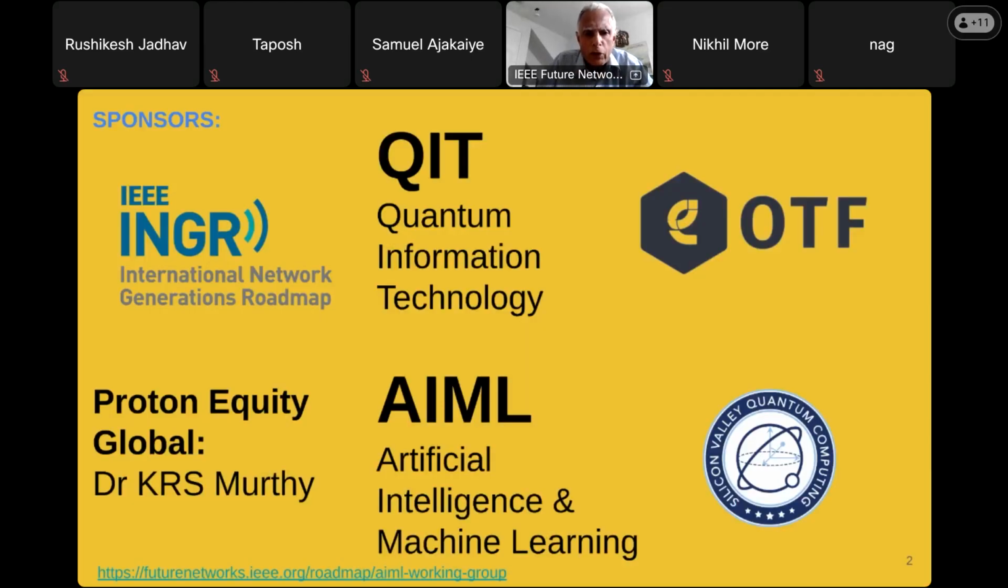So these are sponsors, as I already described, IEEE INGR QIT. Working group is within that INGR, Emerging Open Tech Foundation and SVQA, which I described. We have the AIML working group, which is also part of this INGR. And Dr. K.R.S.Murthy from Proton Equity is joining us. Has he joined? Please let us know. Not yet. Okay. Let's see while he joins.